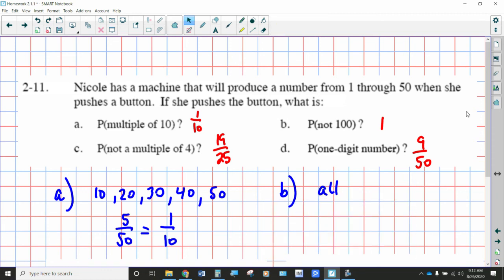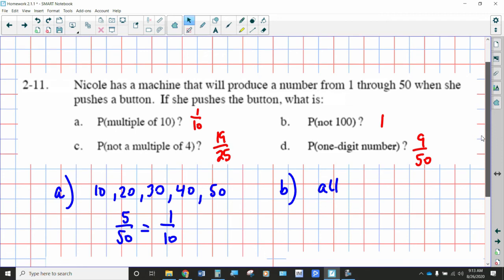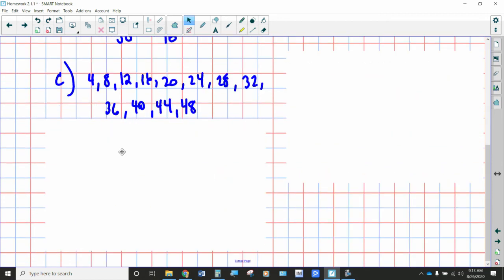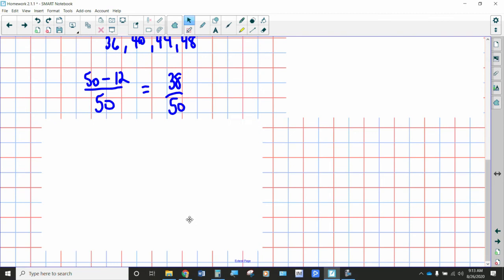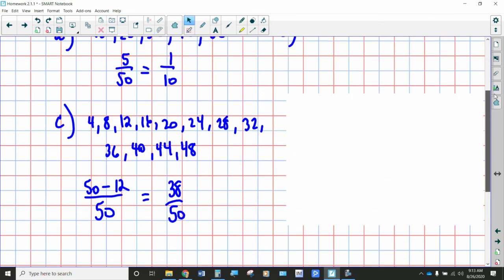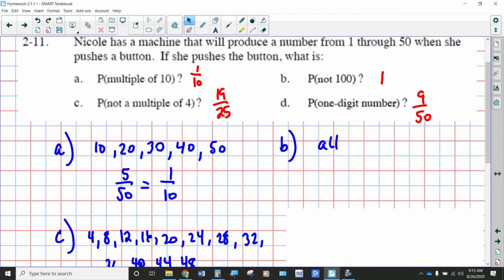What's the probability of not getting a multiple of 4? Okay, so let's go through our list of the multiples of 4 between 1 and 50. And so how many numbers is that? 1, 2, 3, 4, 5, 6, 7, 8, 9, 10, 11, 12. That means 38 of them are not multiples of 4. So we could write that as 38 over 50, or we could simplify that down to 19 over 25.